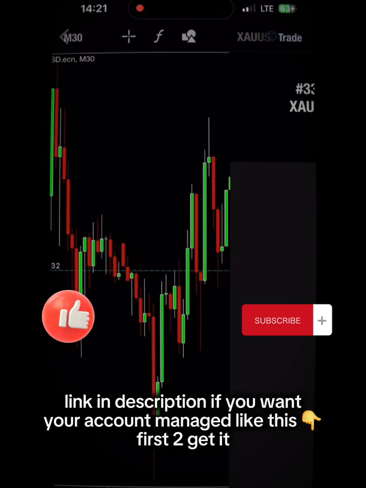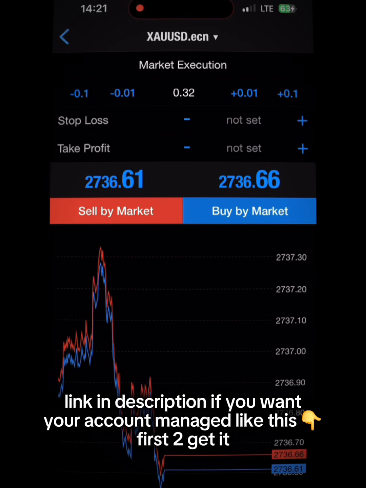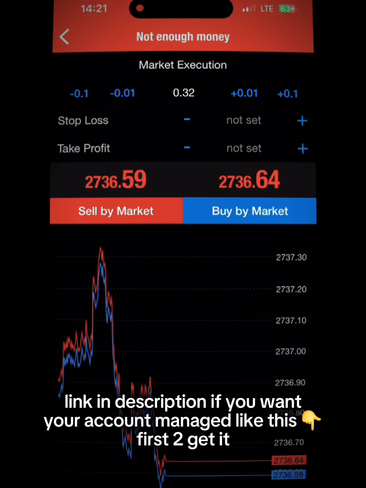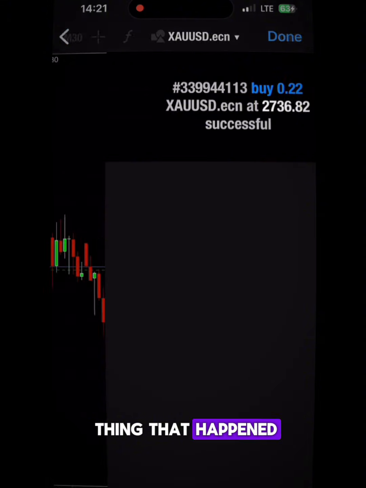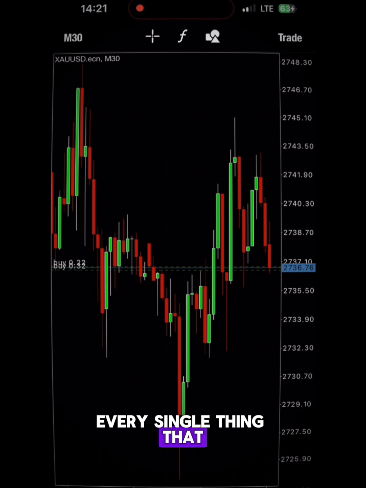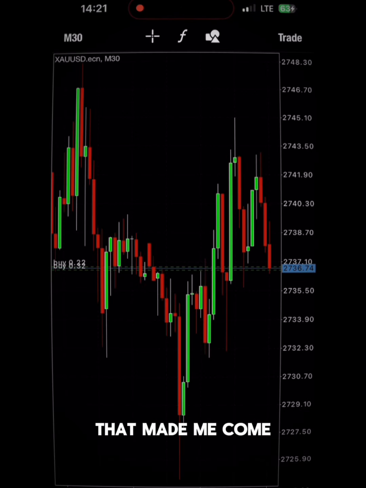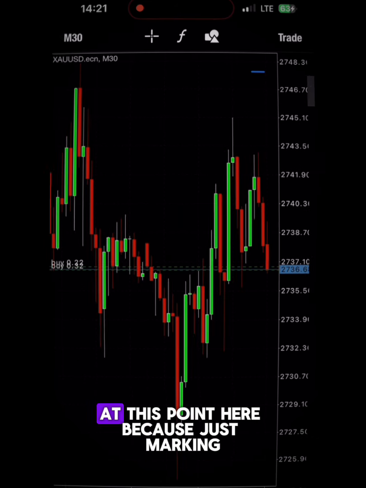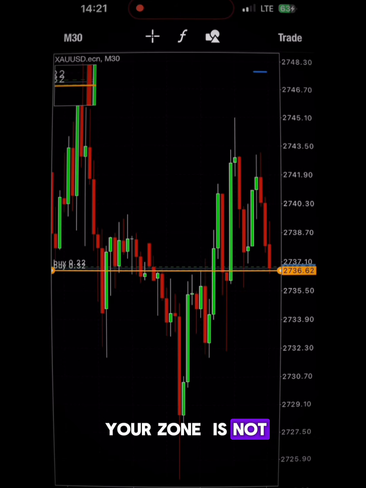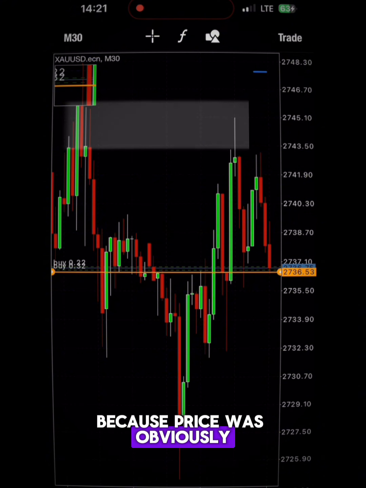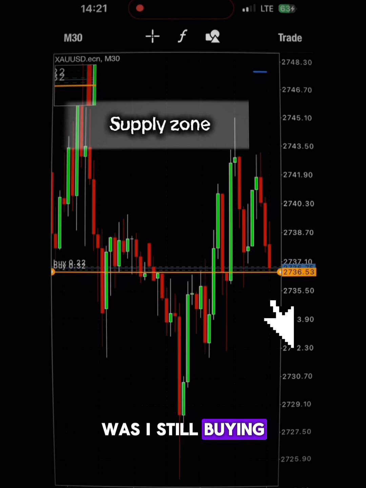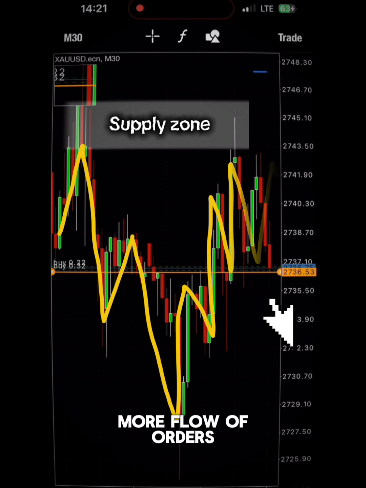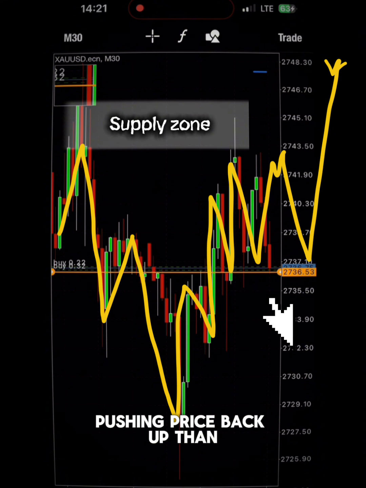So after you figure all this out, you want to go to your chart and spam entries with conviction. That means you want to look at your chart and understand everything, study every single thing that happened. I'm going to be breaking down every single thing that made me come to the conclusion of buying at this point here, because just marking your zone there is not enough confirmation, because price was obviously rejecting from a supply zone. And if price is rejecting from a supply zone, I'm supposed to be selling, but why was I still buying? That's because there is more flow of orders pushing price back up than back down.